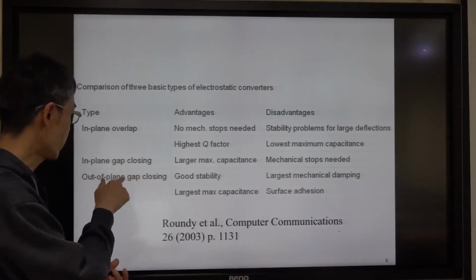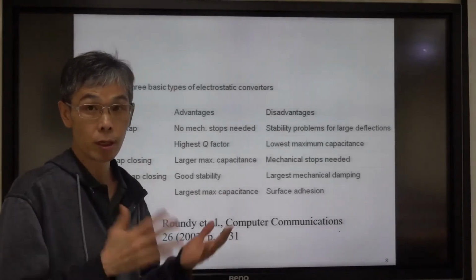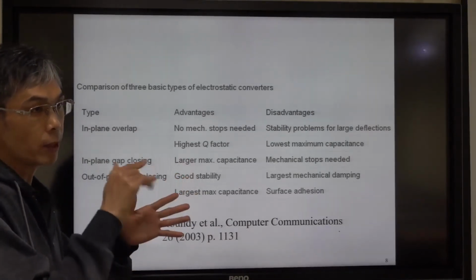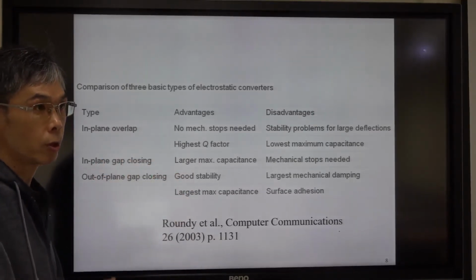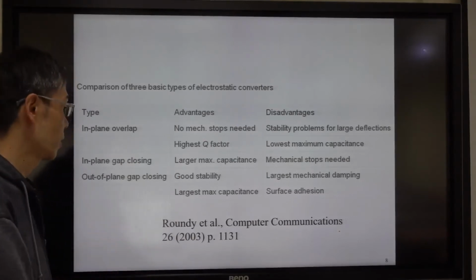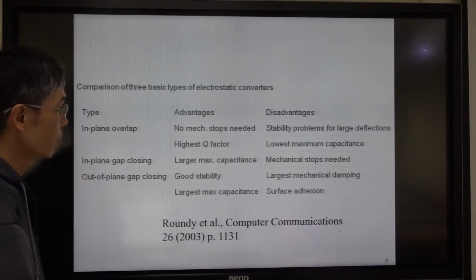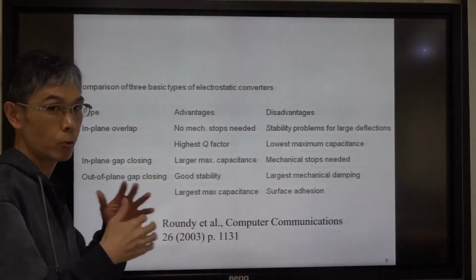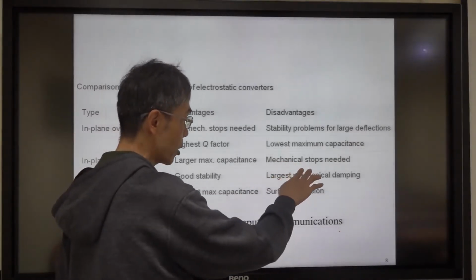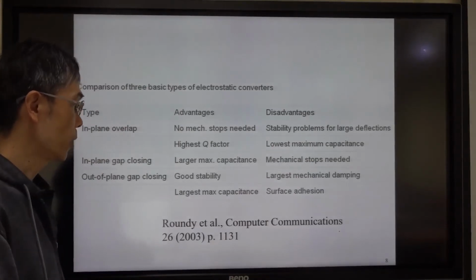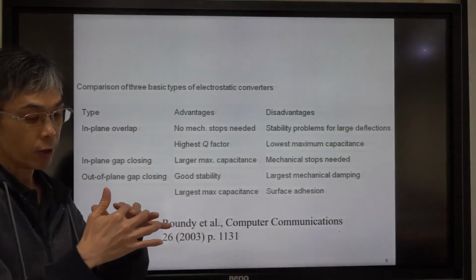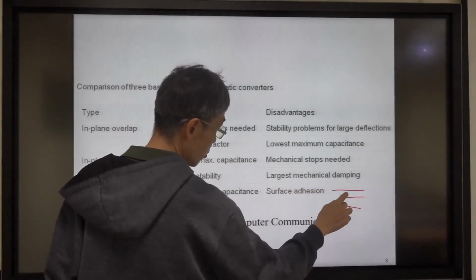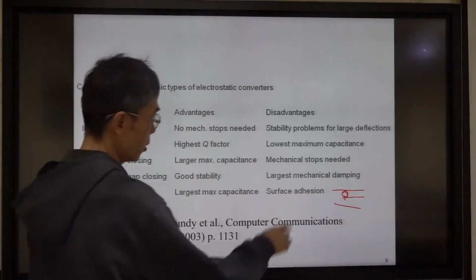Then for this type, out-of-plane gap closing, we have a large capacitance change, which is a good thing for energy conversion. We prefer the value C maximum minus C minimum to be large to increase our energy conversion efficiency. But for in-plane gap closing, in order to prevent the two electrodes from contacting each other, we need to have a mechanical stop. And again, mechanical damping is also an issue for the in-plane gap closing. The air here also will create the mechanical damping.